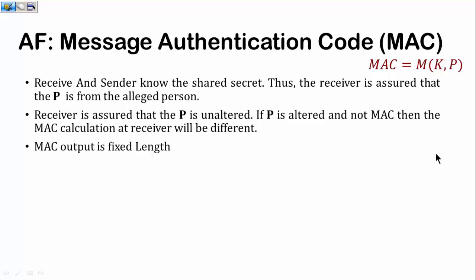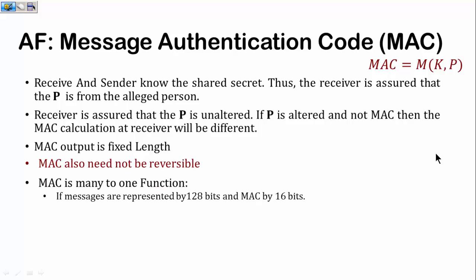If P is altered and not the MAC, then the MAC calculation at the receiver will be different, and the MAC output length is fixed. That means whatever the size of the input, the output is also always going to be a fixed length output, right. And MAC is not necessarily reversible, and therefore MAC cannot be said to be an encryption algorithm, because an encryption algorithm is supposed to be reversible in nature.